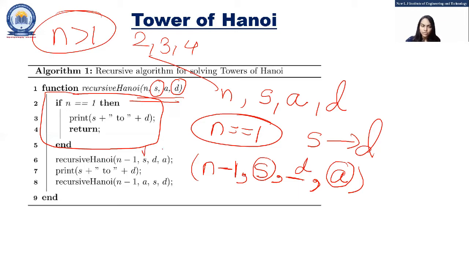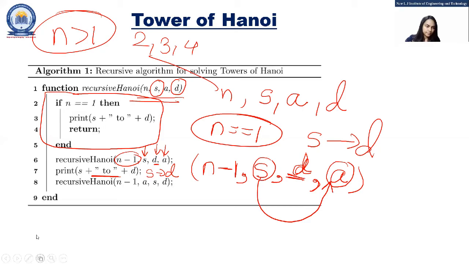Second argument is source, last argument is destination, and the third argument is the auxiliary, right? So for the remaining n minus 1, we have to transfer from source to auxiliary, and we can make use of D, that is destination, as the auxiliary array, right? And now after n minus 1 is shifted, we are just remaining with 1. So we will just transfer it from S to D. Now, what about the other remaining C?